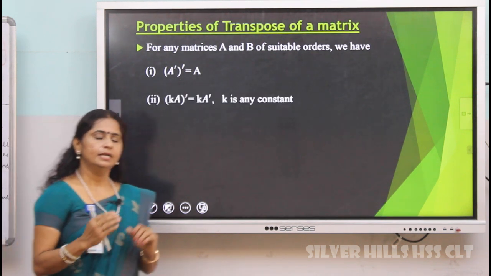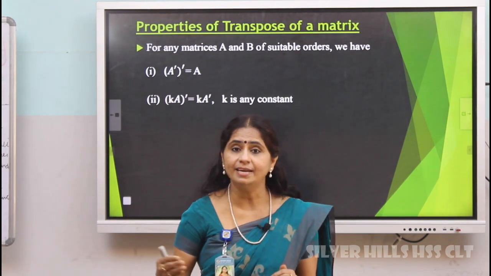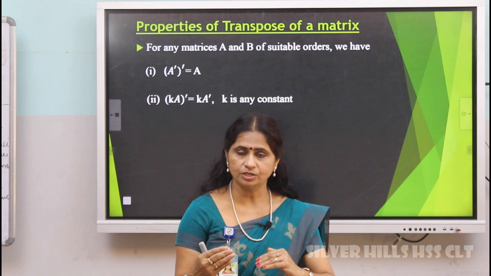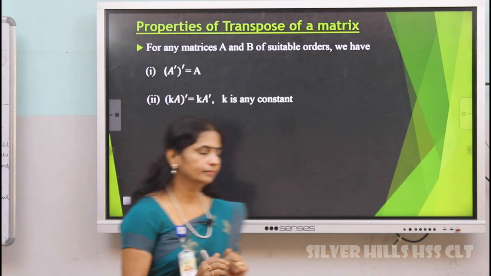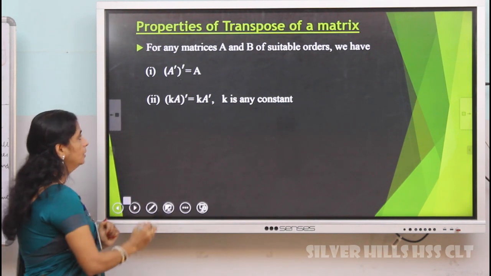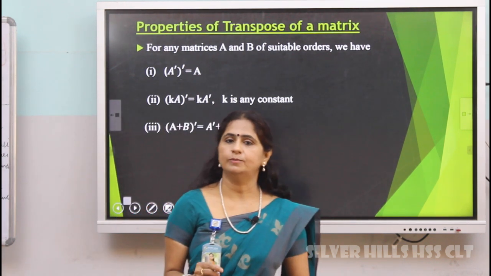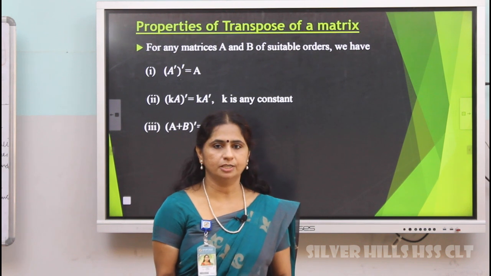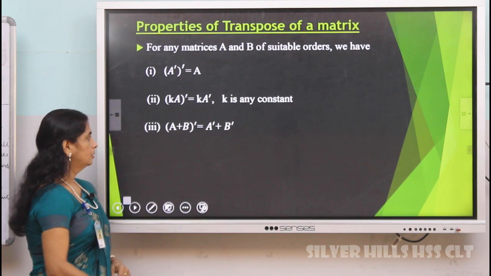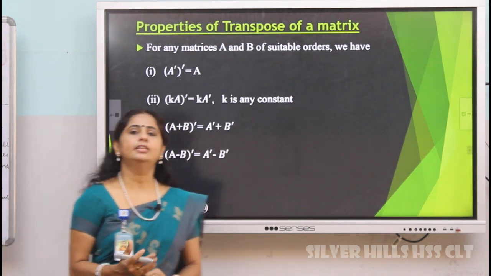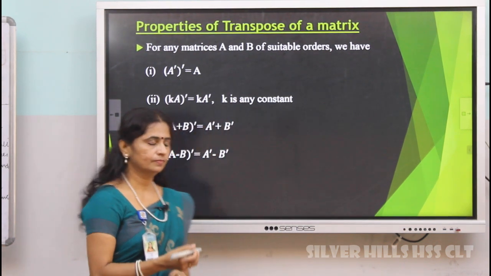Second property, K into A the whole transpose can be written as K into A transpose, where K is any scalar. So when the transpose is taken, the scalar can be kept outside and the transpose of A alone can be written. Property 3 says A plus B the whole transpose is equal to A transpose plus B transpose. The bracket can be expanded. Property 4, A minus B the whole transpose can be written as A transpose minus B transpose.